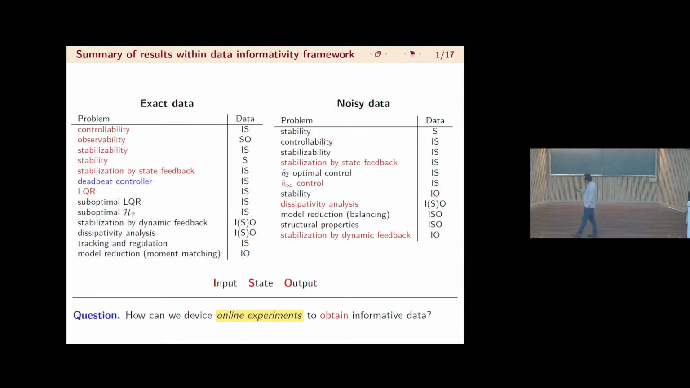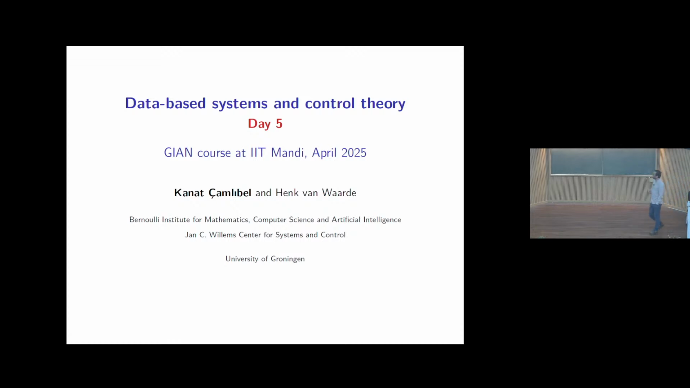And the first try was, let's forget about all these different problems and focus on system identification. Can I design an online experiment for system identification? So today's topic is an online experiment for system identification. But to be able to come up with an online experiment for system identification, first we need to find out data informativity conditions for system identification. Okay. And so this is what I'm going to do today. And then Henk is going to present the online experiment.